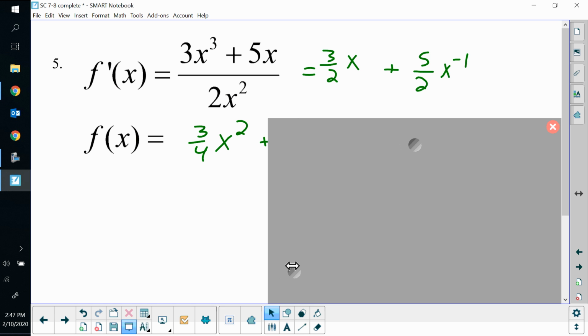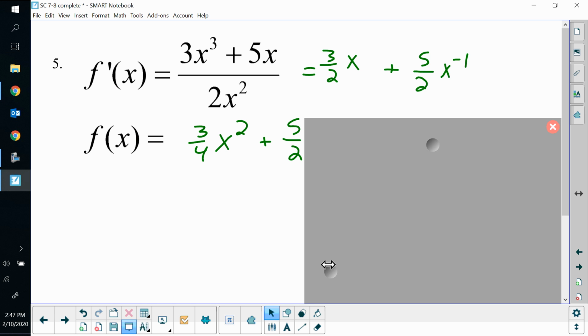Now the next term is the challenging one. We're going to have a 5/2, and x to the negative 1 is the same as 1 over x. And this is a special case, because if you raise the exponent by 1, you'd have x to the 0, and you'd have to divide by 0 out front.